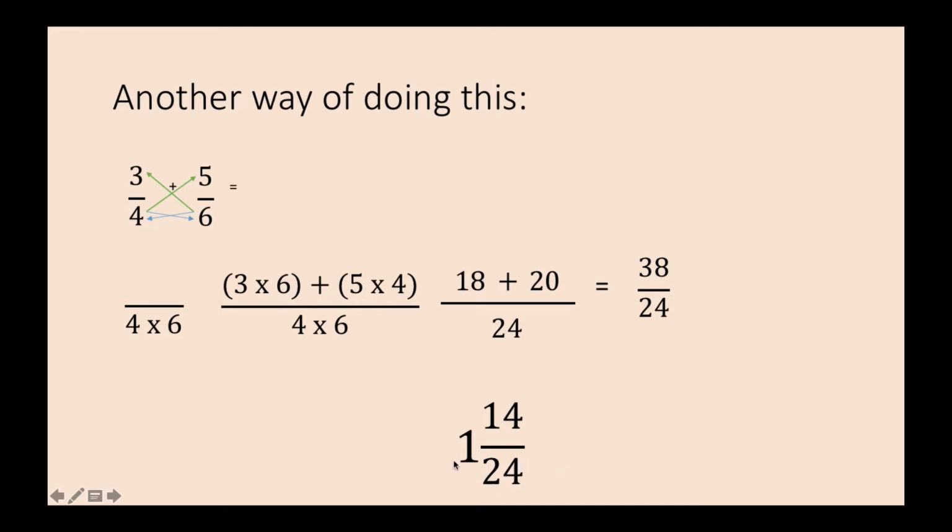That's still not the same answer as we had before. The last thing you need to do is cancel this down, okay? So again, as I said, you need to think of a number that goes into both 14 and 24. Again, 14 and 24 are even numbers, so I know that I can divide them both by 2. Okay, if I divide them both by 2, 14 divided by 2 is 7, and 24 divided by 2 is 12. So I'd end up with 1 and 7 twelfths.